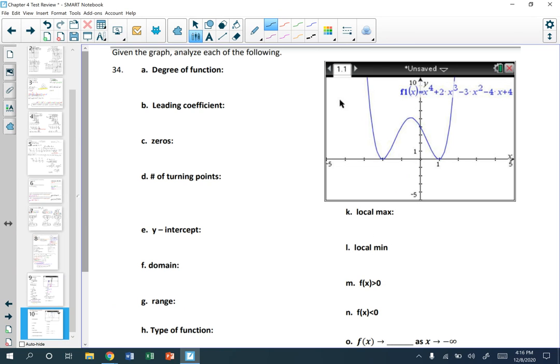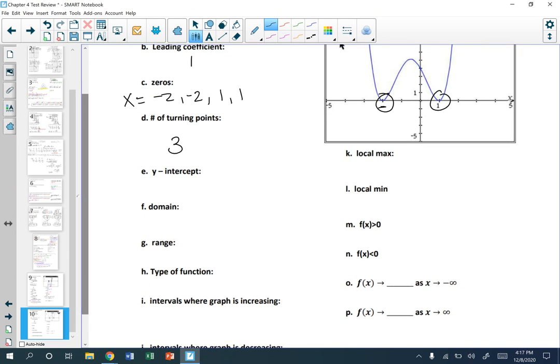Last one, 34. The degree of this function is 4. I found that from right here. My leading coefficient is 1. My zeros are x equals -2, -2, 1, and 1. I found that from the graph. Number of turning points, 1, 2, 3. Remember, that's always going to be 1 less than the degree. My y-intercept looks to be 1, 2, 3, 4. So (0, 4). The domain, -infinity to infinity, that should be automatic.